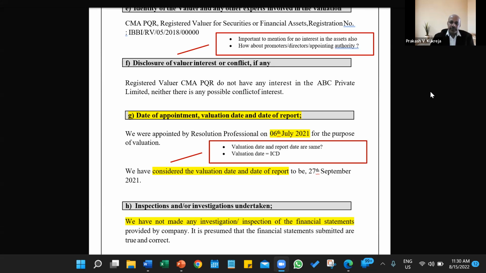So this is very, very important, because ultimately, whenever you're valuing, the report will be considered for that specific date, right? In your conclusion also, even if I'm valuing.